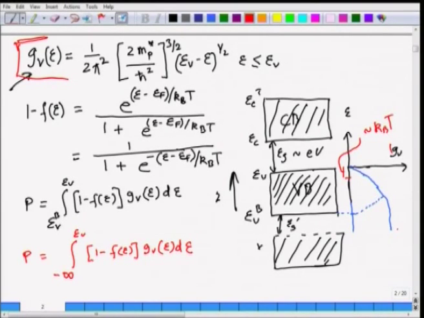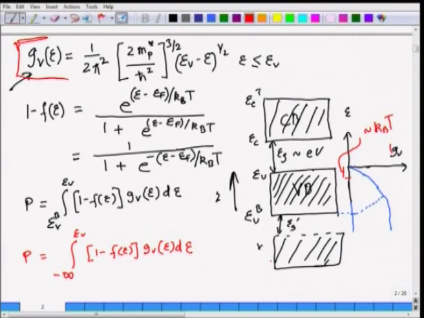I am going to use this in the integration, but because 1 minus f(E) will die out very quickly as you go down in energy, this product will die out too. For the same reason as on the previous slide, whether I use this expression for G_V or include the dotted line does not matter. For the same token, we can integrate all the way from minus infinity to EV rather than from EV bottom to EV. It does not matter because this product is going to be 0 deep in the energy anyway.